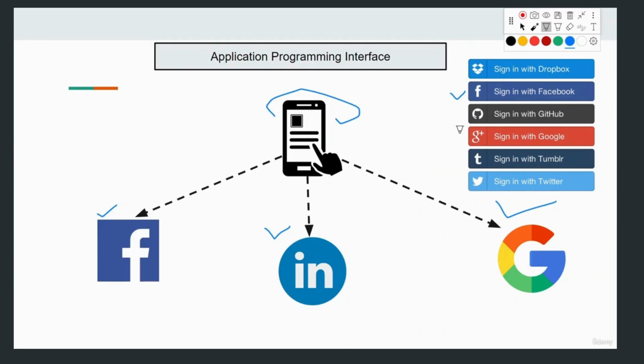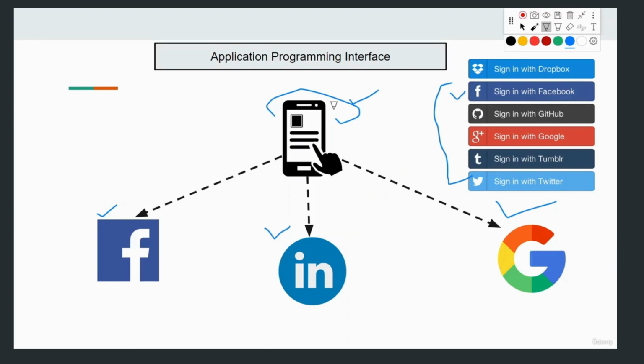So how does this work at the backend? That's where the API comes into the picture. In this case, Facebook, LinkedIn or Google expose the authentication API, using which the custom application, anyone who develops a custom application, can link the sign-in part to these vendor APIs, right?